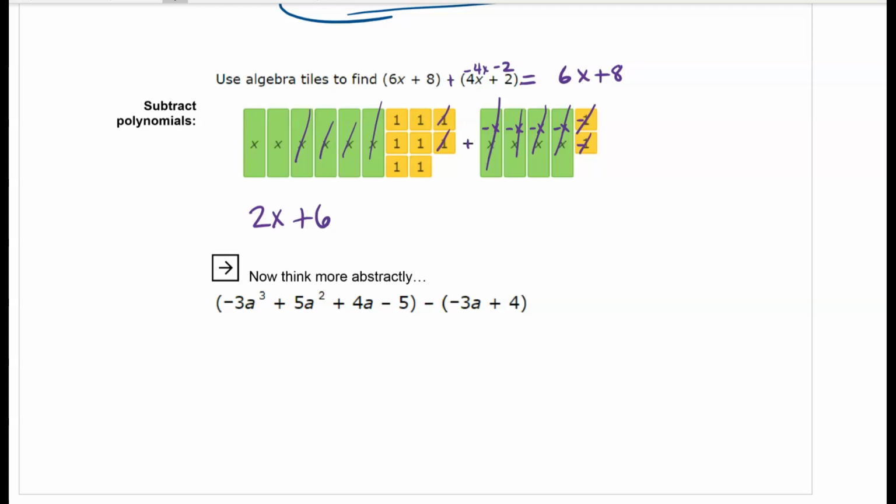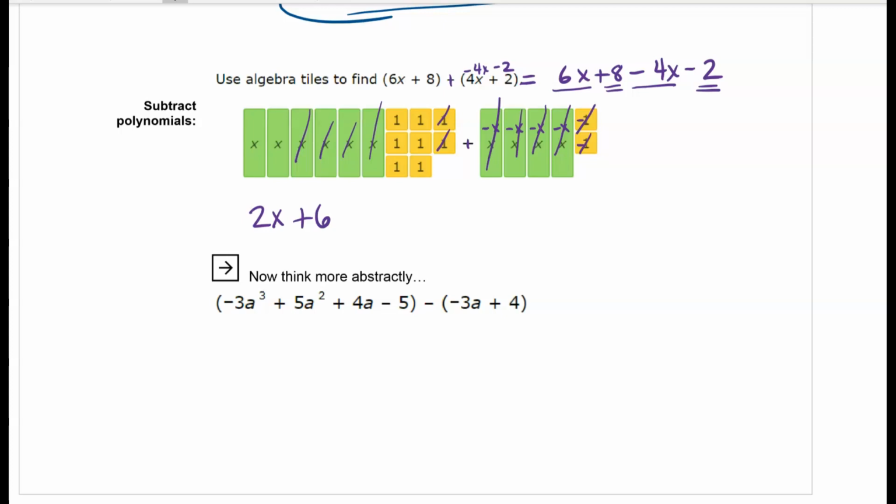So now I can drop the parentheses on the second group. Adding negative 4x is just subtracting 4x. Adding negative 2 is just subtracting 2. And now I look for my like terms. If I have 6 x's minus 4 x's, then that leaves me 2x. If I have 8 units and I subtract 2 units, then that leaves me 6 units. And that's the result we got with algebra tiles as well.